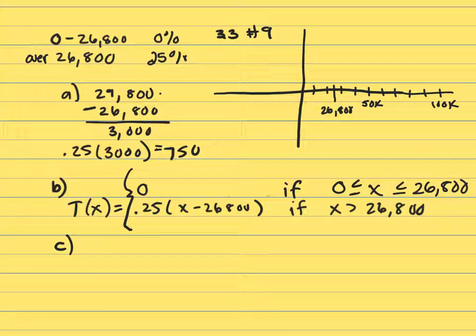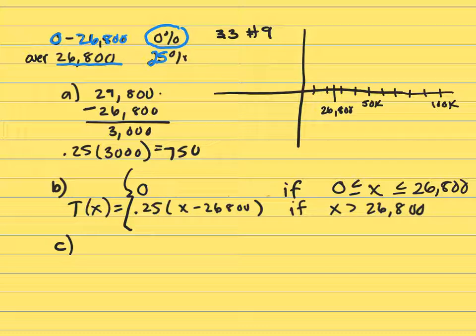All right, this problem says the currency in a certain country is called the Sirktian, or however. A person pays 0% tax on anything that costs 0 to 26,800. Okay, no tax. But for anything over 26,800, the tax is 25%.